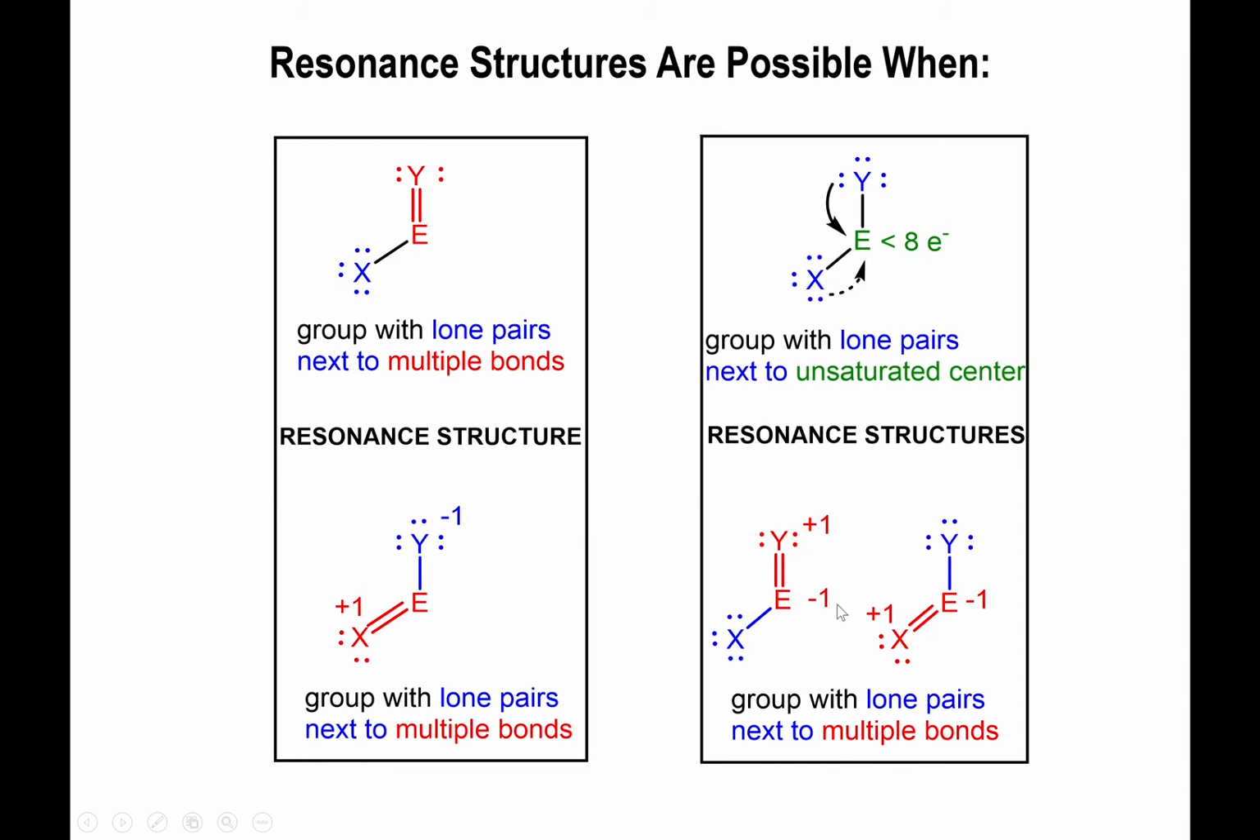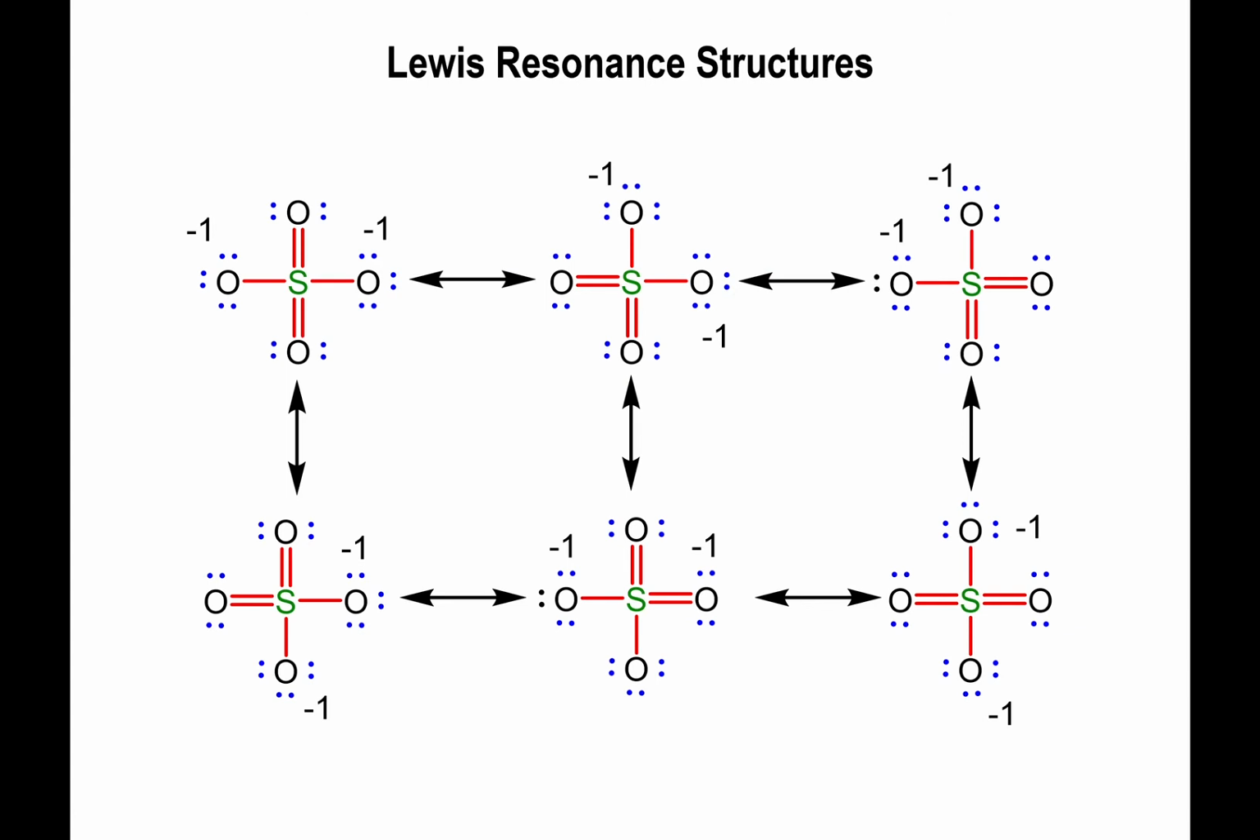At the same time, you're going to develop charges. And although the initial structure doesn't have charges, it's better to go with the one structure that does have charges because it's fulfilling the octet. A typical example is sulfate.